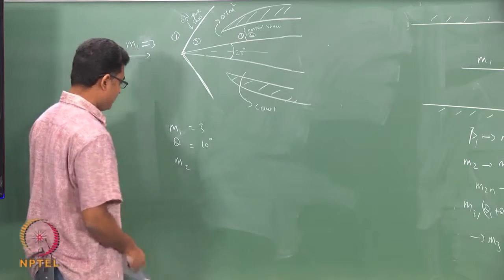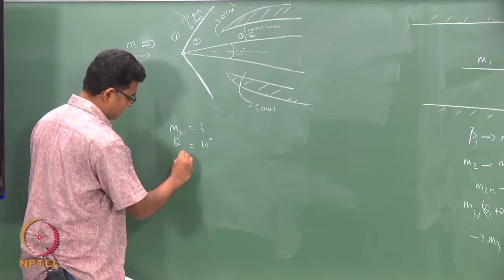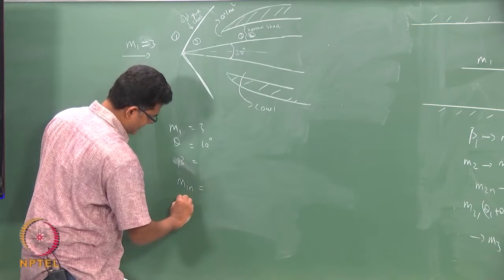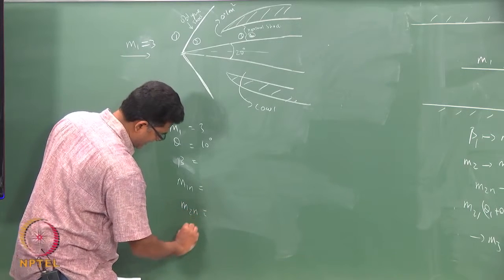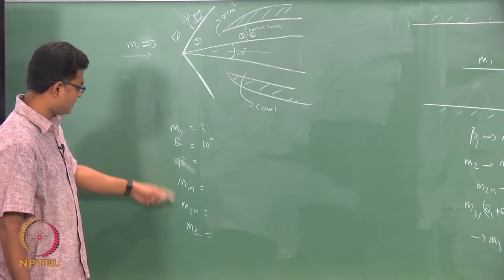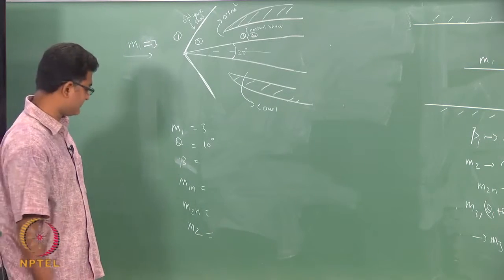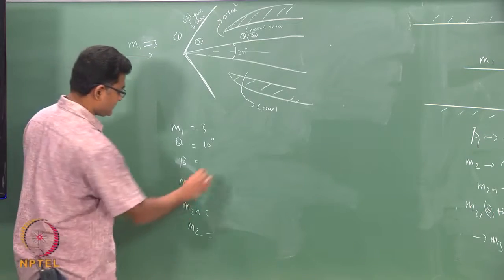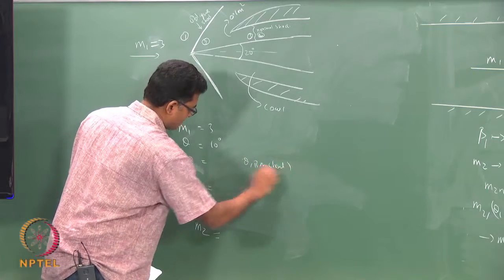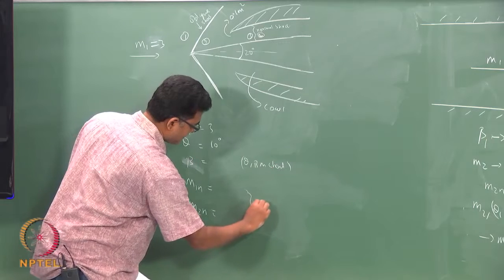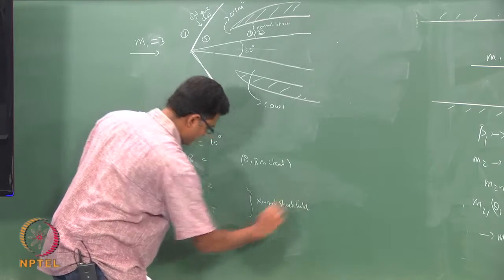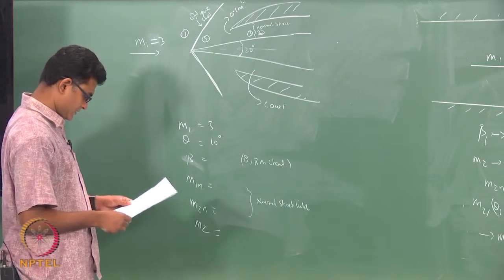So, I can find M2. For that I would get beta, then I would use M1n, then I would compute my M2n, then I would get my M2 from the normal shock and the oblique shock tables. Okay. So, up to this is from the theta-beta-M chart, this is from the normal shock table, and this is from the chart.